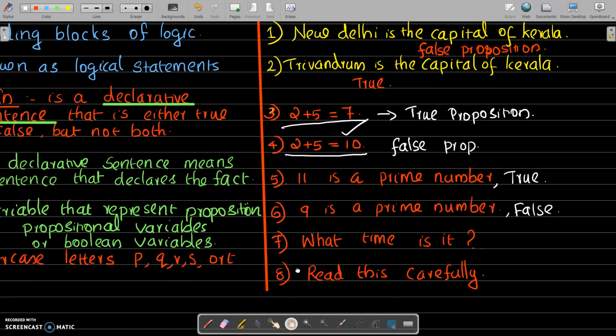Moving on to the 7th and 8th, very important. From these two sentences, we can see the difference between a propositional statement and others. What time is it? It's a question. Yes, it's a question. So this does not declare any fact.